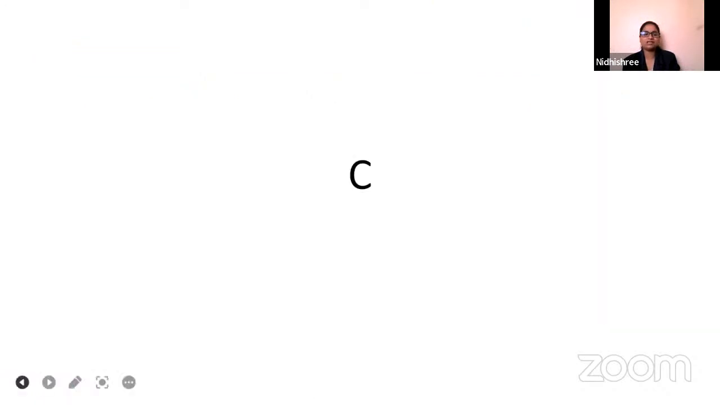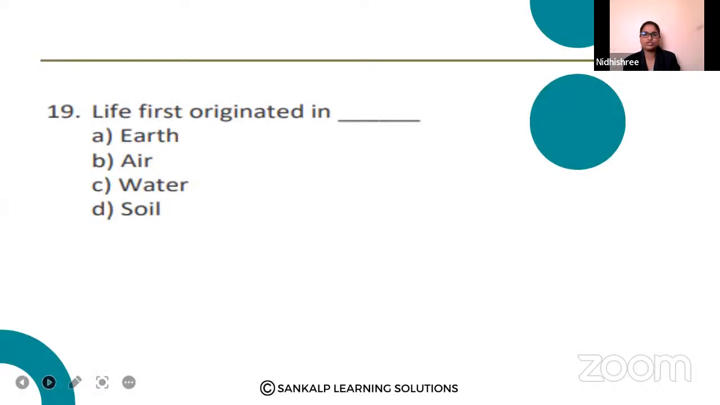Option C, water, is the correct answer because prior to the atmospheric oxygen, the oxygen was dissolved in water, which gives rise to the formation of life in the water.